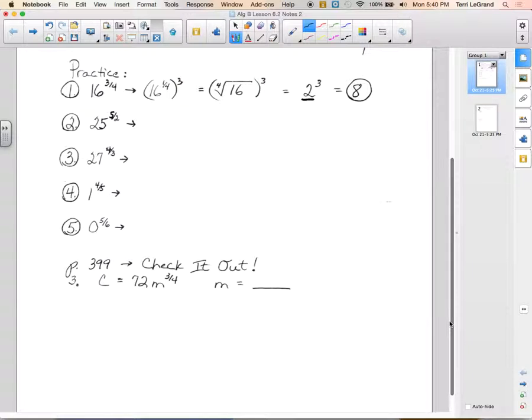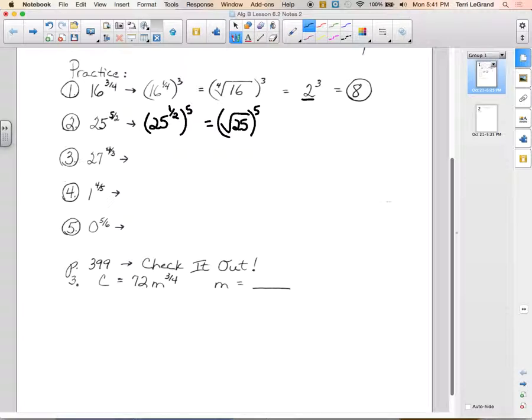Okay, let's practice this together now then. So number 2, 25 to the 5/2 power. The first thing we're going to do is rename it as a power to a power. The 25 is going to be 25 to the 1/2 power, and then that numerator becomes a power outside. So now, with 25 to the 1/2 power, we're going to show some sort of work. We could say we're really looking for the square root of 25, and that is going to be taken to the 5th power.